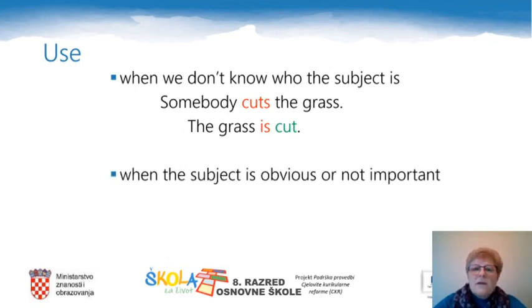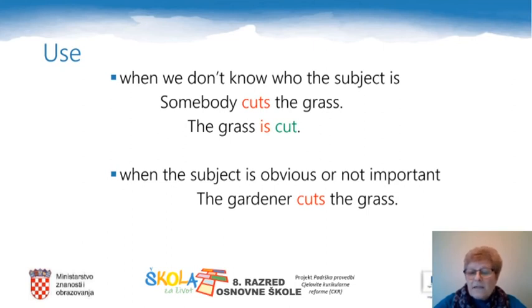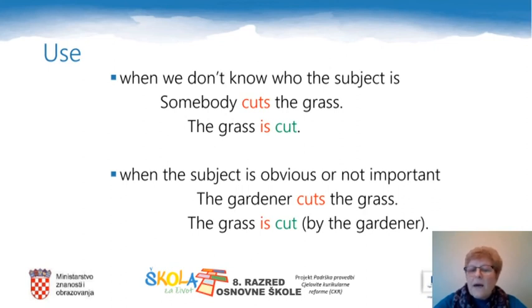Also, we use the passive voice when the subject is obvious or it's not important. The gardener cuts the grass. The grass is cut. We can add by the gardener. Now let's see the form of the passive voice in different tenses.